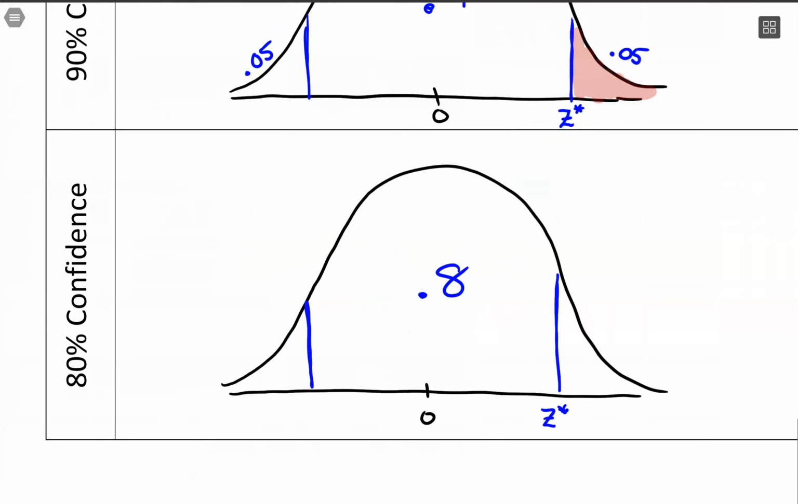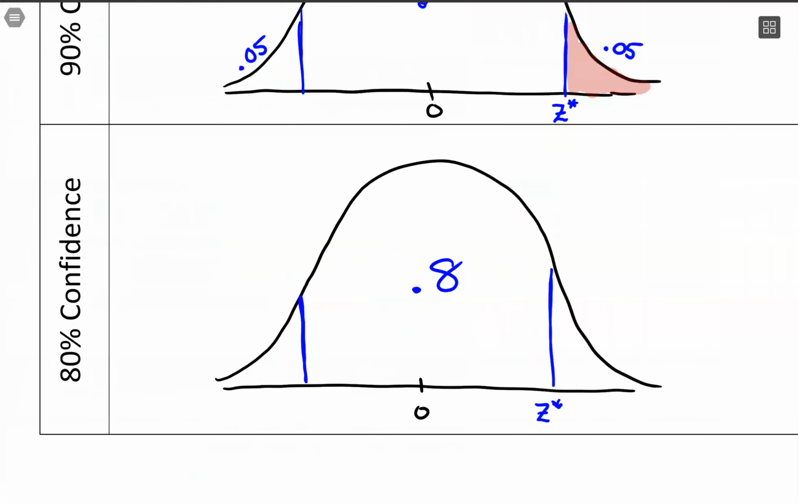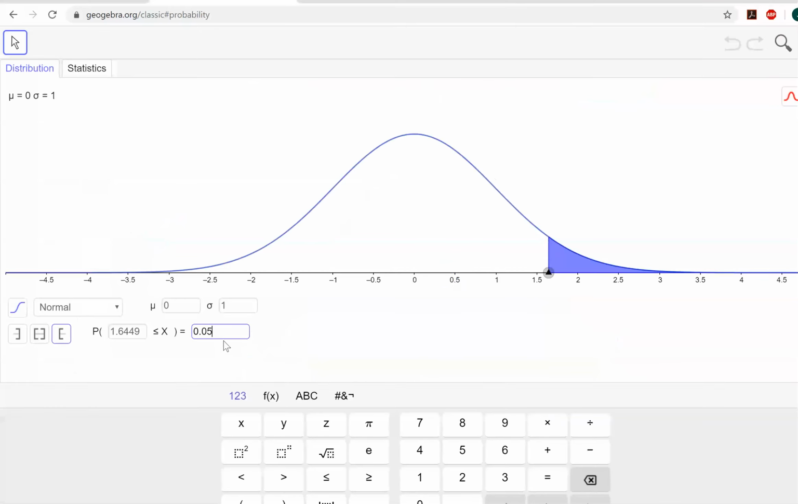And then for an 80% confidence interval, take 80% out of 100%, so that'll leave us with 20%, cut that in half. So we're going to have 10% in each tail. So we want to see what's this cutoff such that 10% of the data is to the right-hand side. So in GeoGebra, change that to a 0.1, and that'll be a 1.2816.